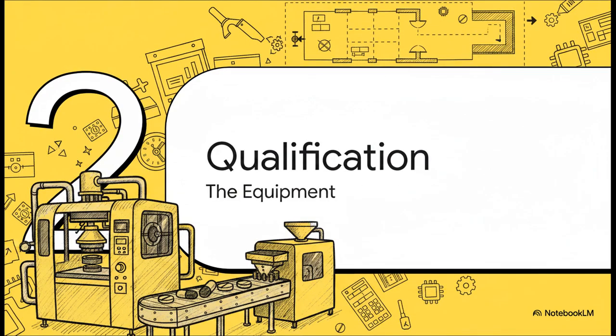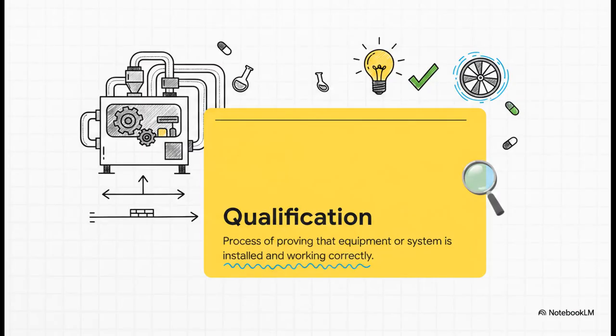Moving right along to Section 2, qualification. And here, we're talking exclusively about the equipment. We're narrowing our focus entirely down to the physical hardware, the machinery and the systems physically standing on your manufacturing floor. Qualification is simply the process of proving that equipment or a system is installed and working correctly. Notice those key words: equipment, installed, and working. You don't qualify a process, you qualify the physical asset.